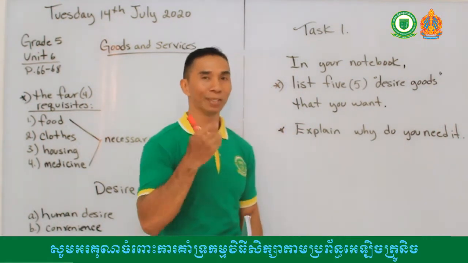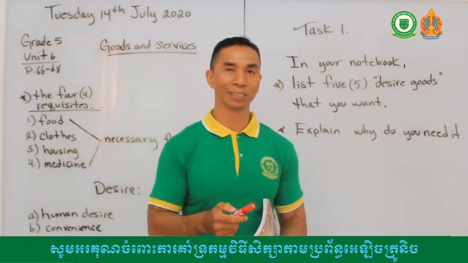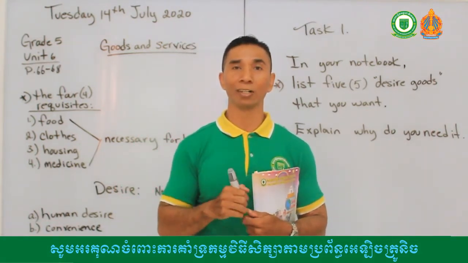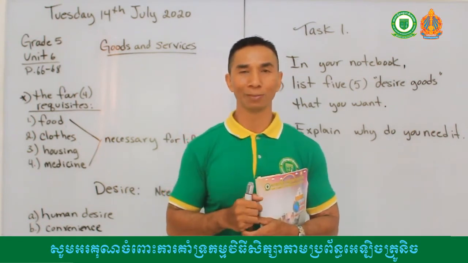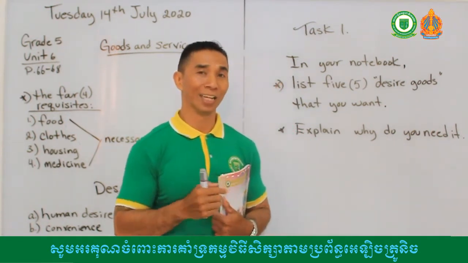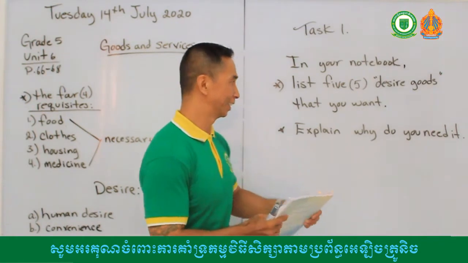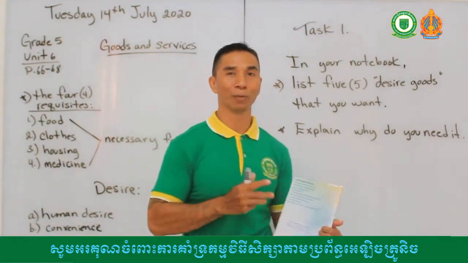You will have 40 minutes to complete this task. Once you complete this task, you can post it on our Telegram group so all your classmates can see your wants. And including me, I want to see your explanations on why you need a phone, a motorcycle, or a car.